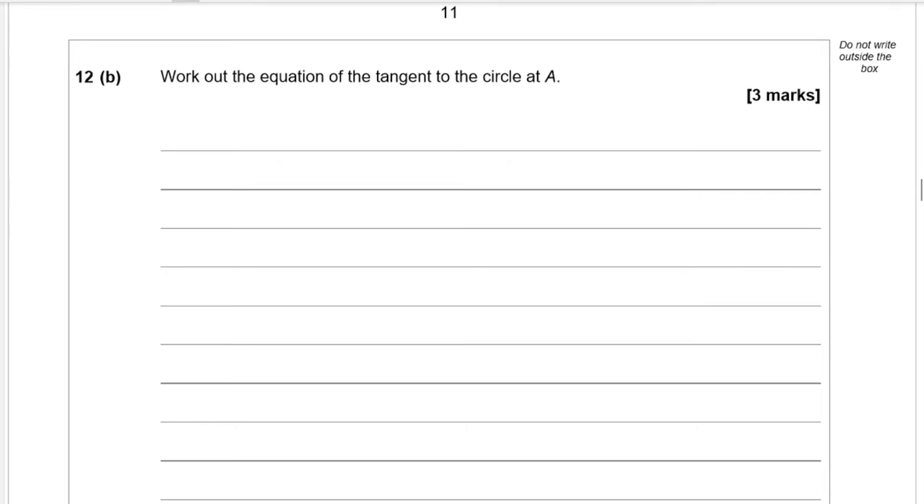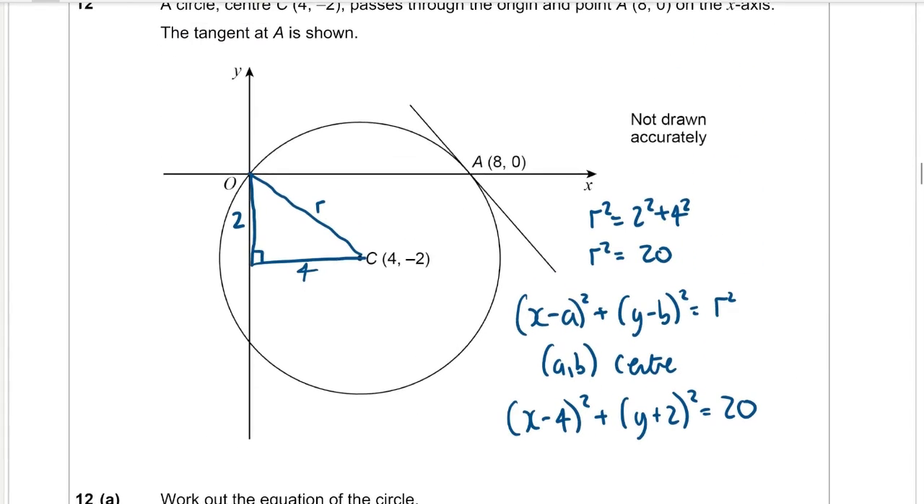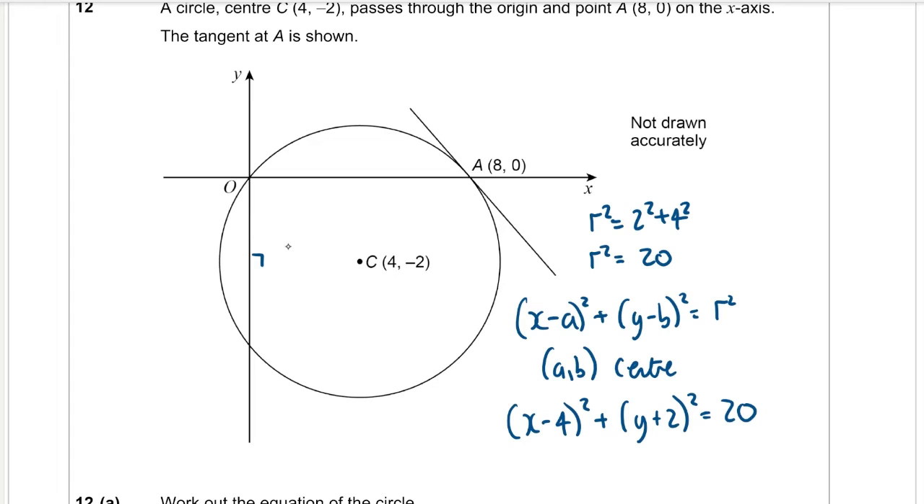We're now asked to work out the equation of the tangent to the circle. Okay, I'm going to go back up to my diagram, I'm going to get rid of this, and I'm going to draw a line from the radius to the tangent. And we know from circle theorems that radii and tangents meet at 90 degrees. So the first thing I'm going to do is work out the gradient of this radius, and then I can work out the gradient of the tangent.